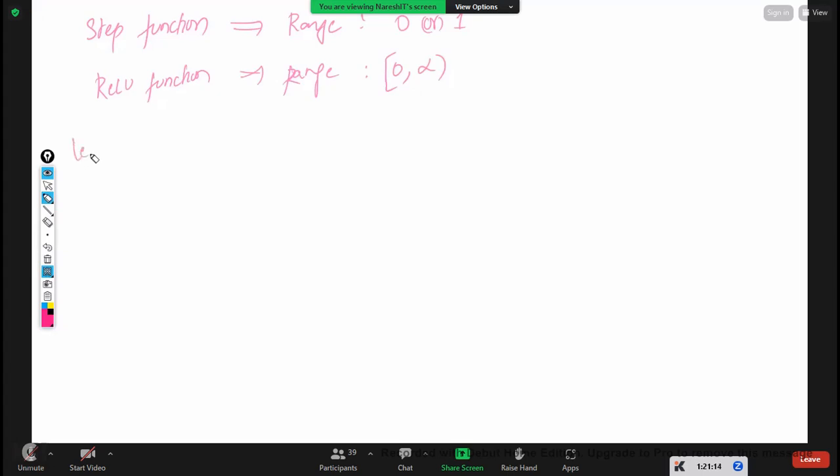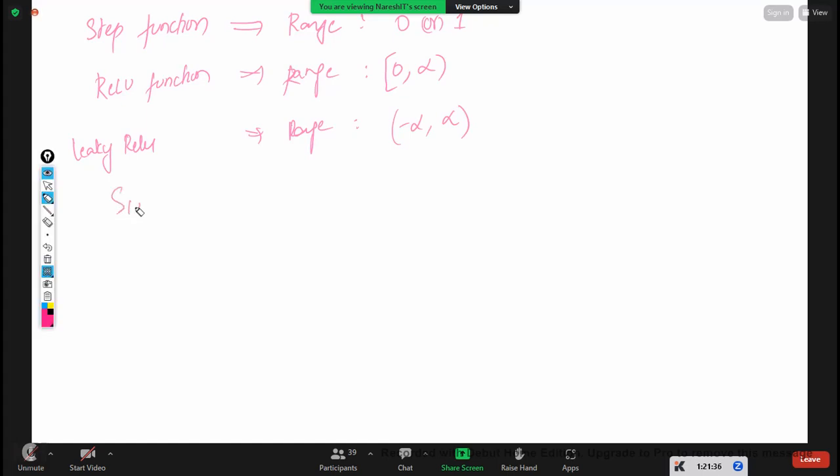Now coming to the leaky ReLU. For leaky ReLU, what is the range? The range is minus infinity to plus infinity. On the negative side the value is negligible, but we can't know which value, so since we don't know anything, we write infinity: minus infinity to plus infinity.